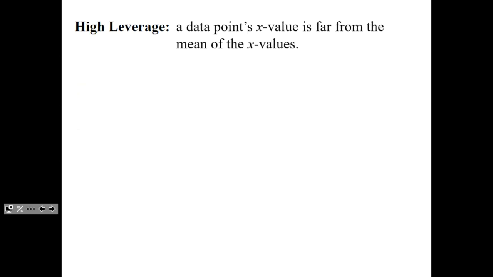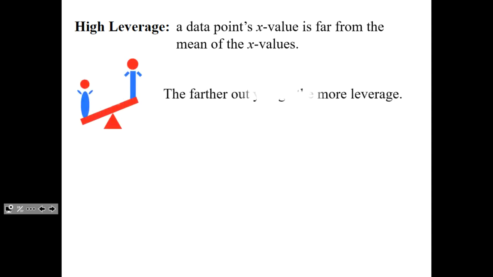High leverage. This is a data point whose x value is far from the mean of the x values. It's kind of a subjective term. So what does far away mean? Well, it's subjective. Some points will seem far, other points won't seem far. It also has to do with how much data we already have. The more data we have, it's a little bit harder for a point to have leverage. But, briefly, leverage means the x value of the data point is far from the existing x values. It's far from the mean of the x values.